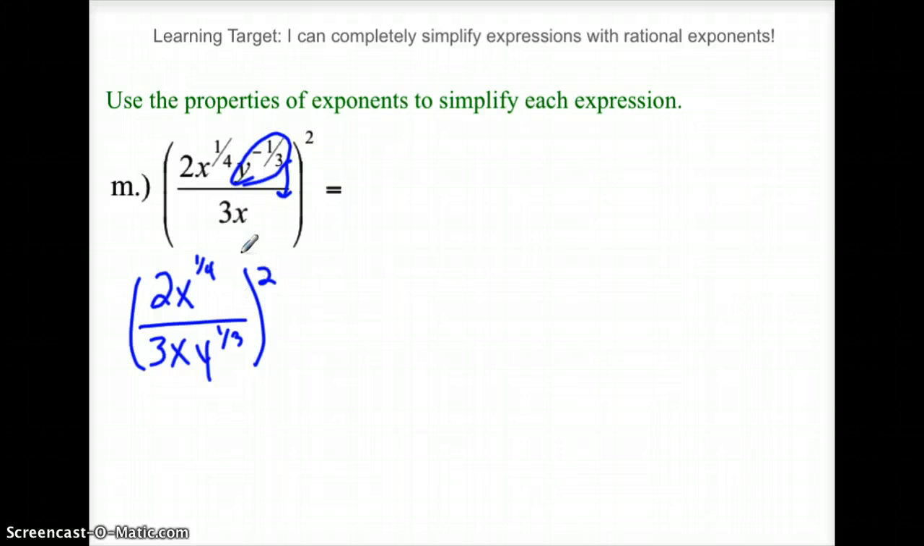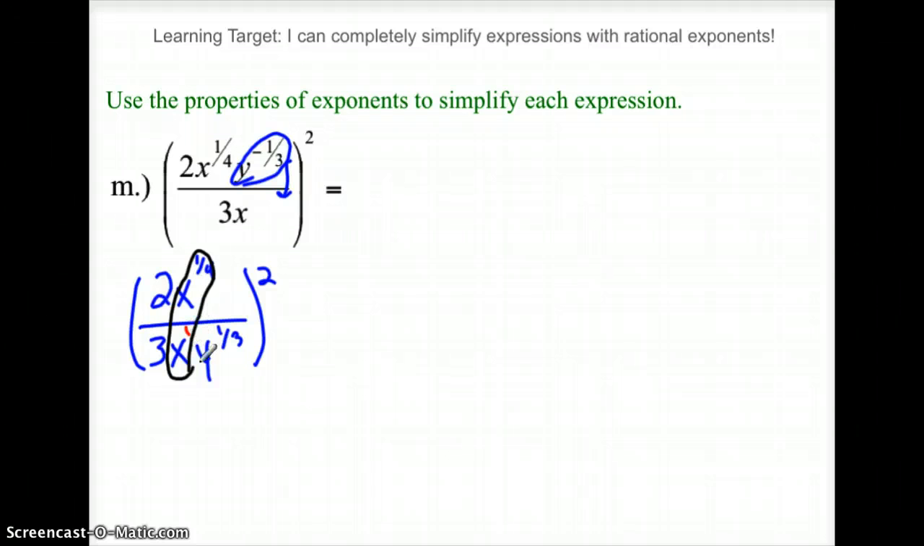Now, technically, you could go ahead and start distributing that too, but just a rule of thumb, whenever I can reduce inside my parentheses, I always just try to get that out of the way. That's just, personally, that's just what I do. So here's what we've got. We've got two x's. We've got an x to the 1/4 on top, and then I have an x to the 1 power, so a whole on the bottom.